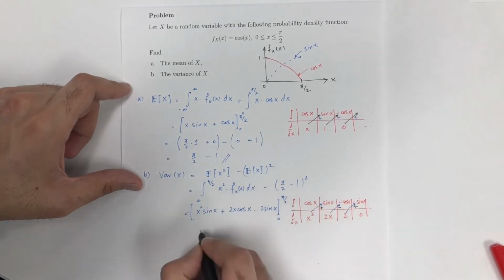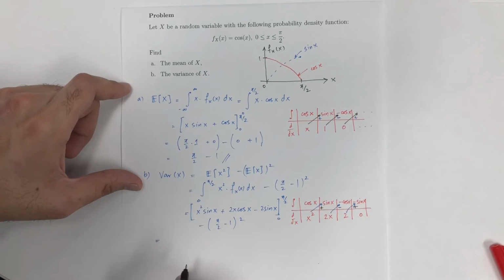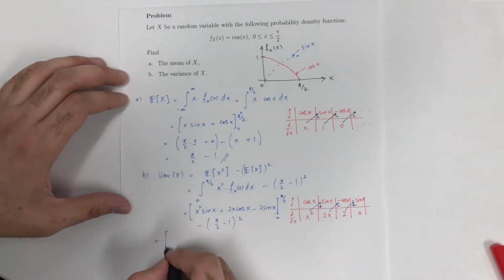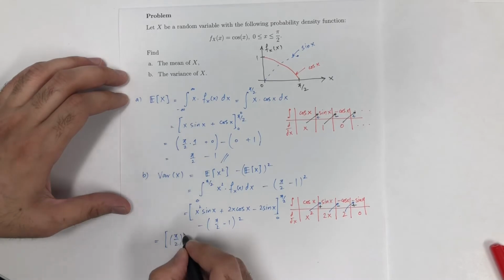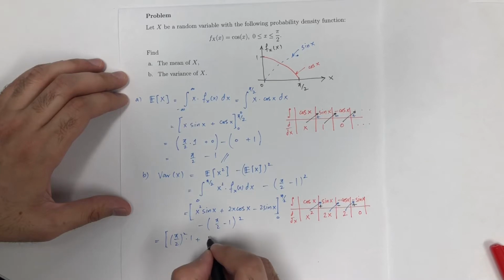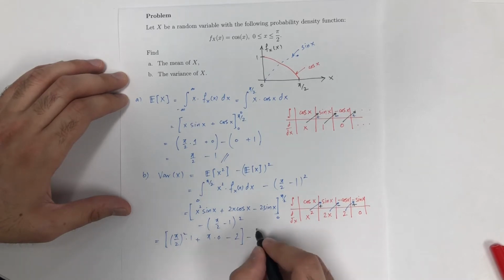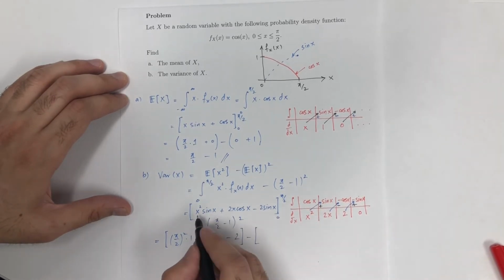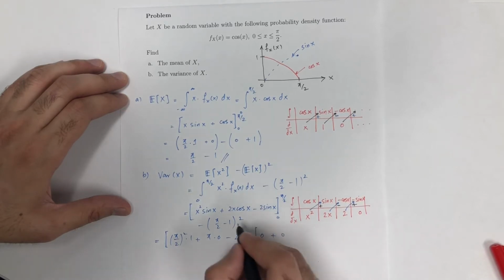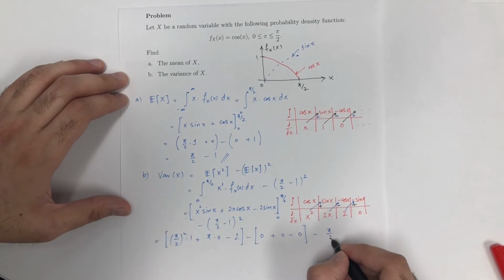And remember, minus pi over 2 minus 1 whole squared. So let's put the upper limit. This will be pi over 2 whole squared, sine pi over 2 is 1, plus 2 times pi over 2 is pi, cosine pi over 2 is 0, minus 2, sine pi over 2 is 1. So minus, now put 0. It will give you a 0 plus 0 minus 2 sine of 0 is again 0. And the remaining pi over 2 minus 1 whole squared.